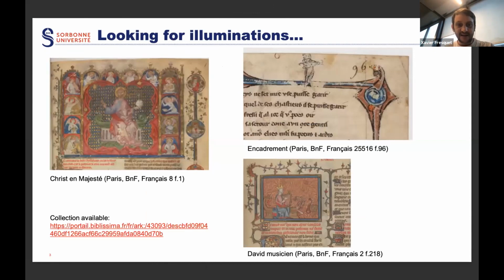So the idea is that we want to look at illumination. So we are not looking at the text, but we are looking at illustrations of various types of characters that are located on the pages and that have various sizes, various colors, various shapes, and various locations on the page as well.